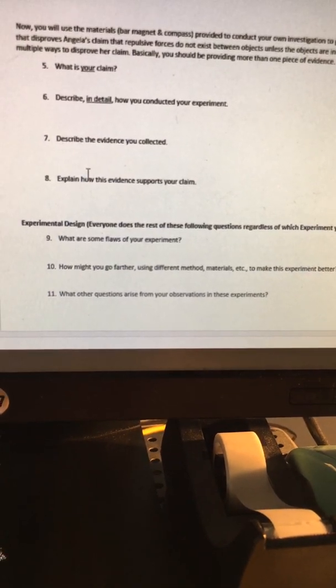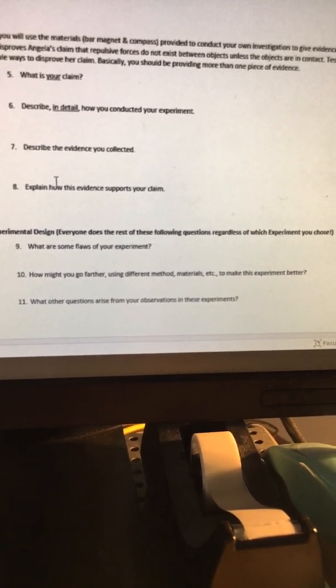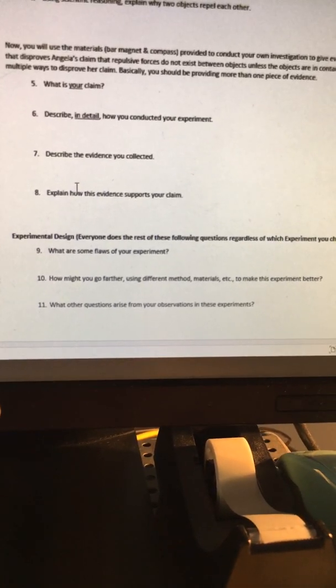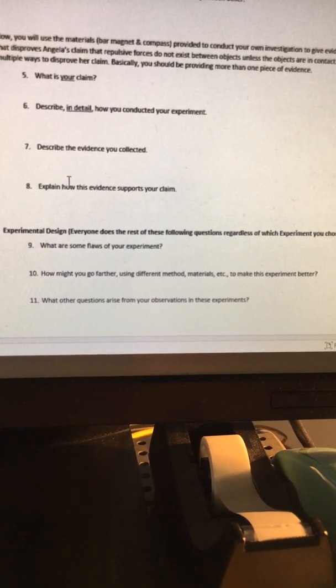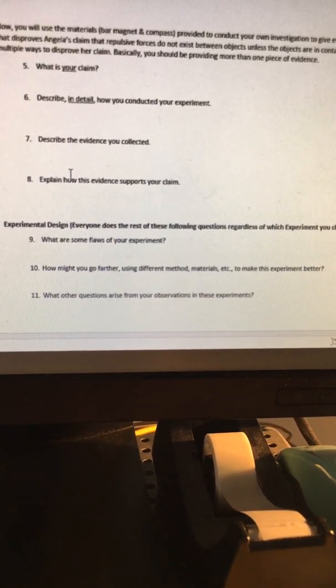9 says, what are some of the flaws of your experiment? 10 says, how might you go further using different methods, materials, or whatever to make this experiment better? So maybe you get to choose what materials you have outside of a bar magnet and a compass. There are flaws, so figure something out.